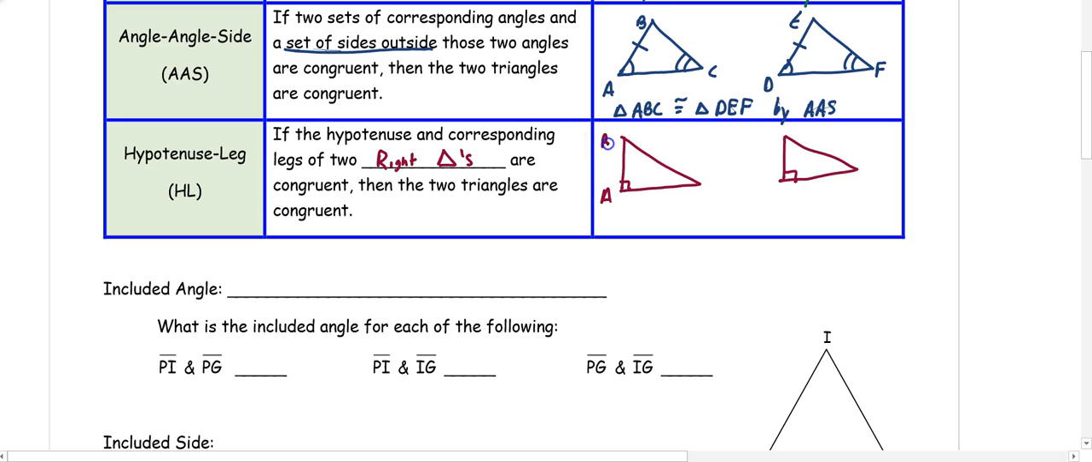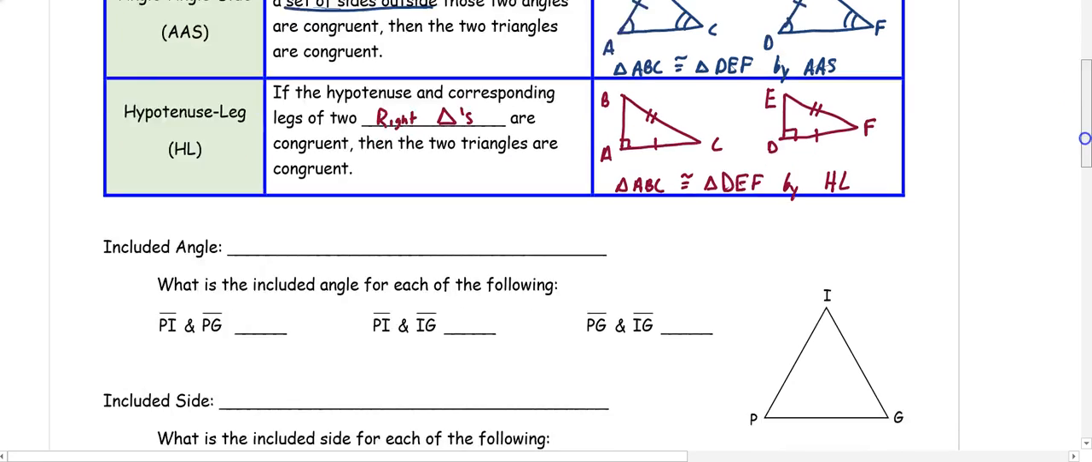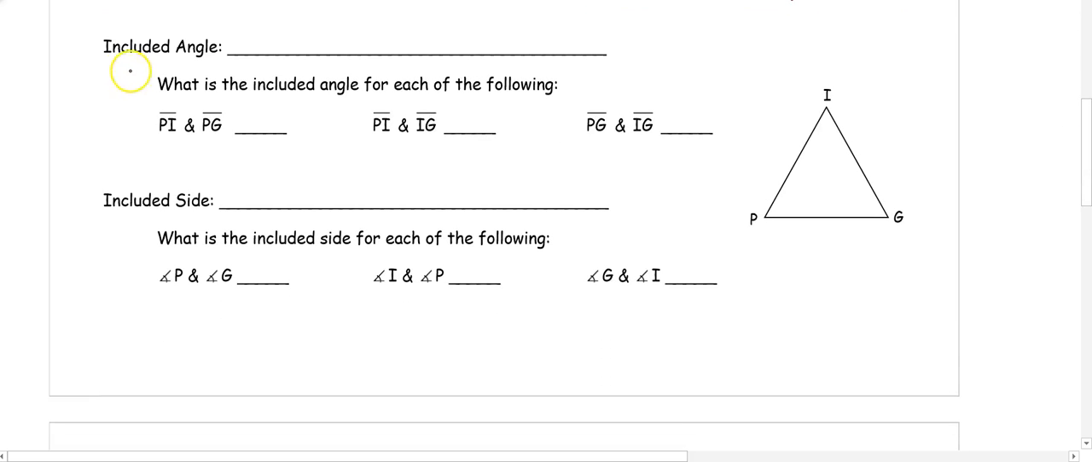So we could have A, B, C, D, E, F. So we already have our right angles. We're going to say that the hypotenuses are congruent and one of the legs are congruent. So then we could say that ABC is congruent to DEF by hypotenuse, leg. If it is not a right angle, you can't use hypotenuse, leg.